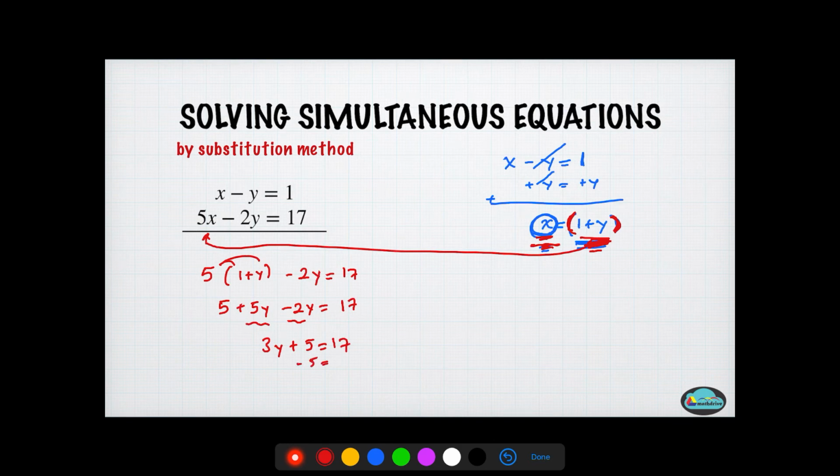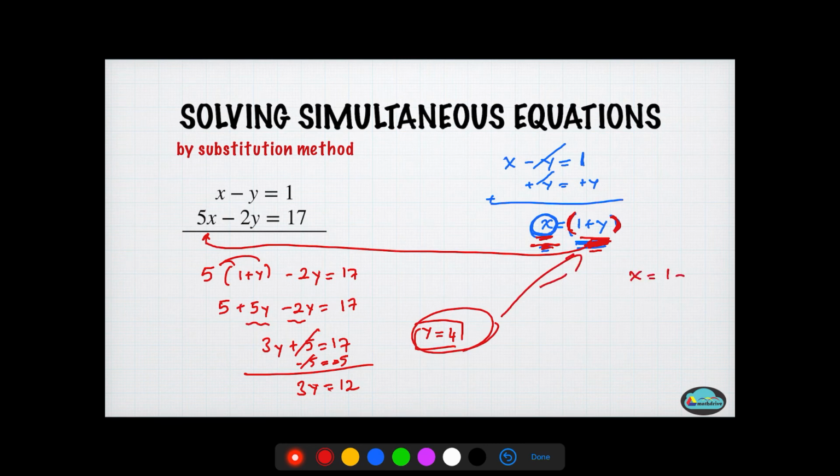Let's say we are going to subtract 5 from both sides so that you will get 3y is equal to 12. y is going to be 4 because 3 times 4 is 12. I know now the value of y, so it's easy for me to figure out the value of x. x is going to be 1 plus y, 1 plus 4 here, that is 5. So the value of x is going to be 5.